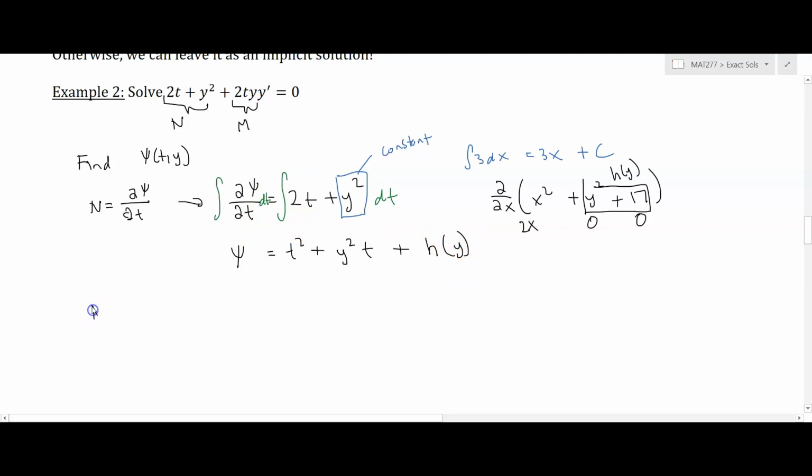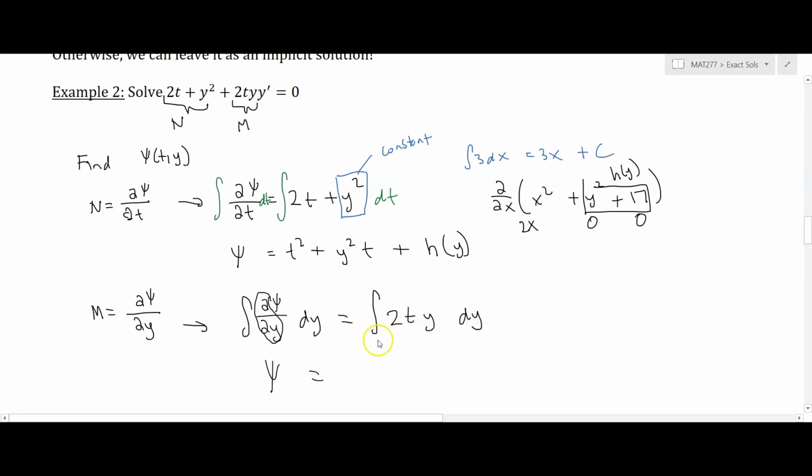But here, let's do the same thing for m. M is the derivative of psi, but with respect to y. So that means that if I take the integral of d psi dy with respect to y, right? Because this is the derivative with respect to y of psi, and this is the integral. Therefore, that's just going to produce psi. And now I need to integrate the right-hand side of what m is, which is 2ty, with respect to y.